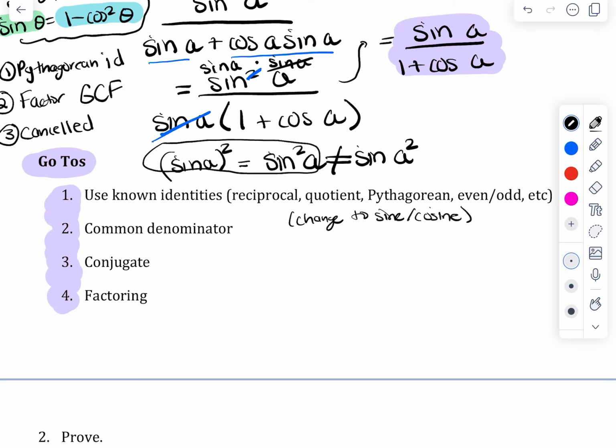And then you will have a common denominator, combine fractions. You saw this. Conjugate, you haven't seen this yet, but you will, and then factoring, which you have seen parts of, but there'll be different types of factoring.